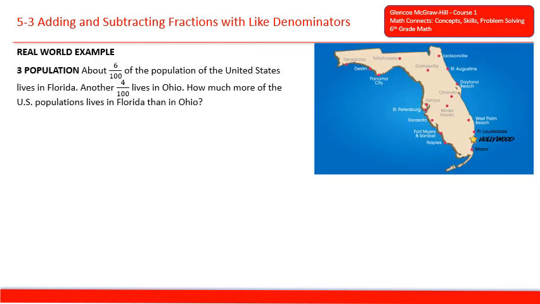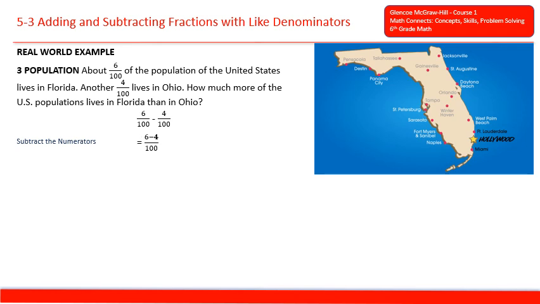Real world example. Population. About 6/100ths of the population of the United States lives in Florida. Another 4/100ths lives in Ohio. How much more of the population lives in Florida than in Ohio? So the first question we have to ask ourselves is, what operation are they asking us to do? And the how much more should tell us that it is subtraction. So we're going to take Florida's population of 6/100ths and subtract Ohio's of 4/100ths.